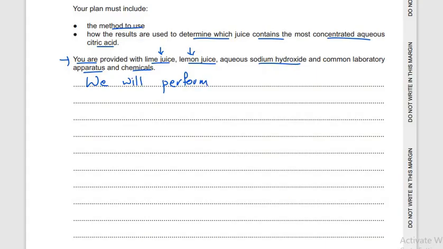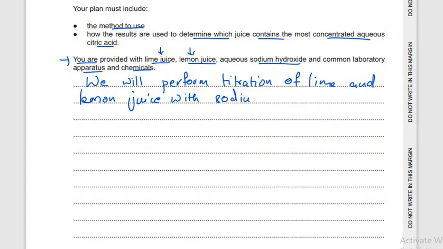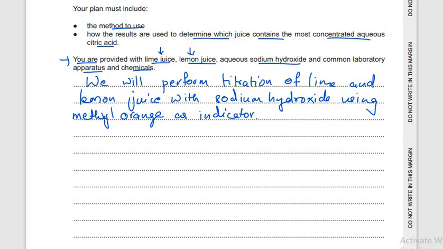titration of lime and lemon juice with sodium hydroxide using methyl orange as indicator. So we are giving the name of the method which we will use to find out the concentration.